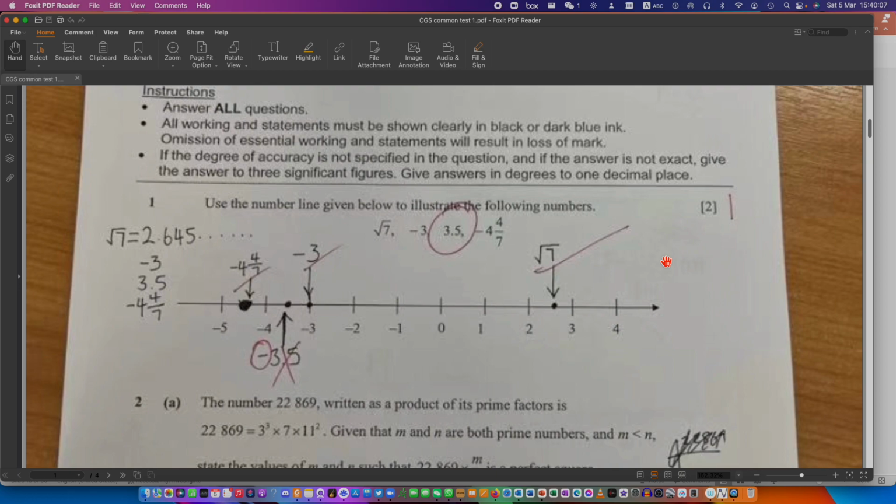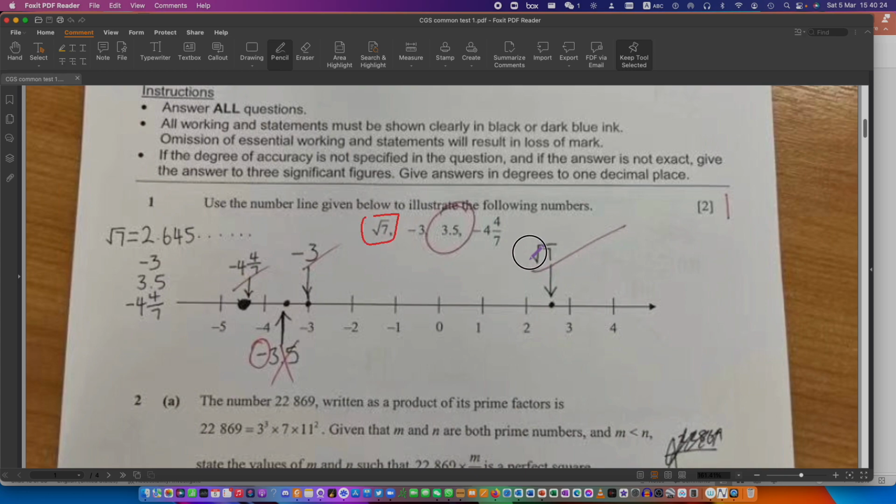Like, use the number line given below to illustrate the following number. So basically you just need to show the numbers out. Can you see or not? Never mind, you stand up, it's okay. Later you get to see. Square root 7, right? It's here. She convert to decimal. Because you don't convert to decimal, you cannot tell. Minus 3, here, right? 3.5, right? What's this? Negative 3.5. Is she answering the question? No. Then?